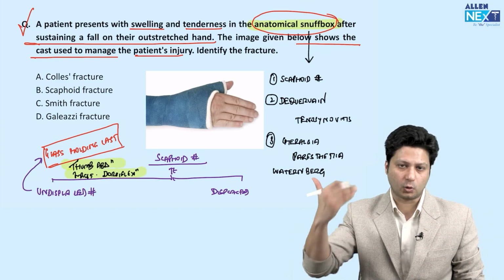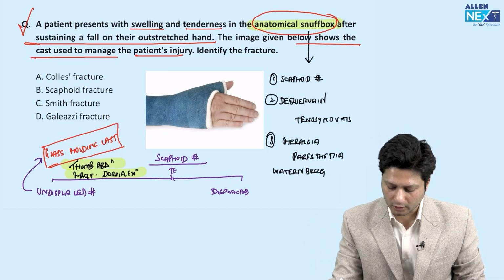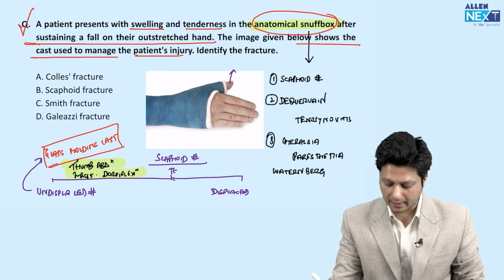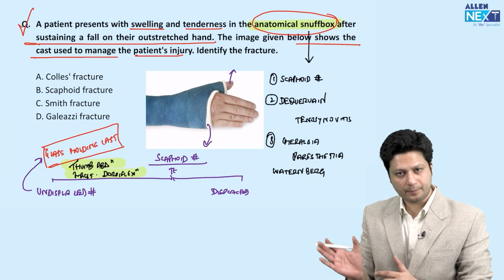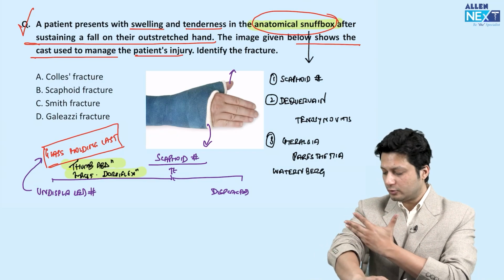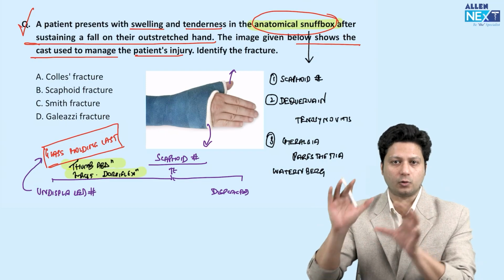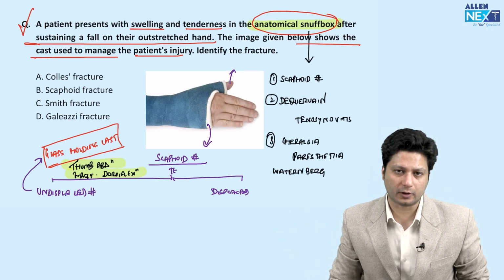The management is a glass holding cast application. How will you identify a glass holding cast? As we have already talked about, the thumb has to be kept in abduction and the wrist has to be kept in dorsiflexion. The second point is that it is a below elbow cast. That means the elbow is not immobilized in this glass holding cast. So, that's all for this particular question.